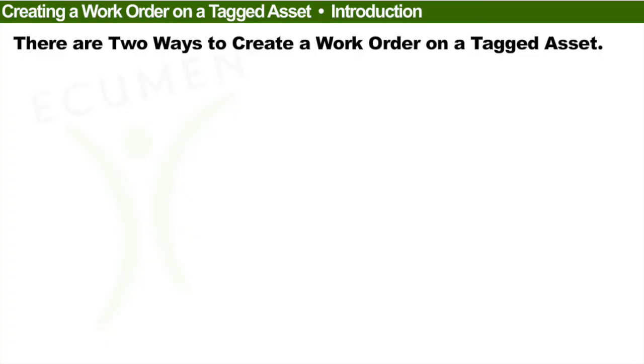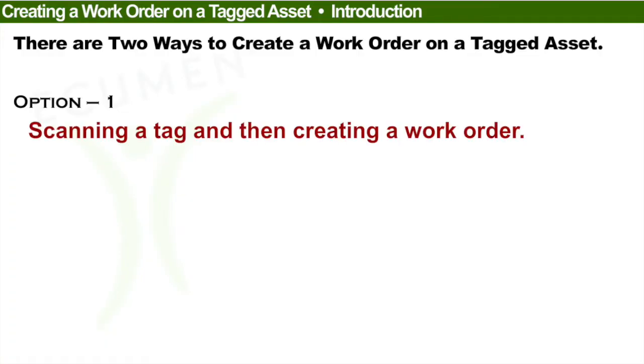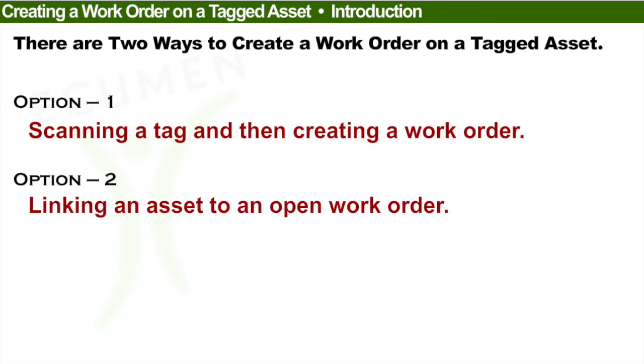In these scenarios, you'll learn how to close a work order in-house. You'll learn how to close a work order if you have to have a vendor come in, and you'll learn how to close a work order if you have to have a capital approval for the asset. And that brings us to 2 ways to create a work order on a tagged asset. Option 1, scanning a tag and then creating a work order, or option 2, linking an asset to an already existing work order.